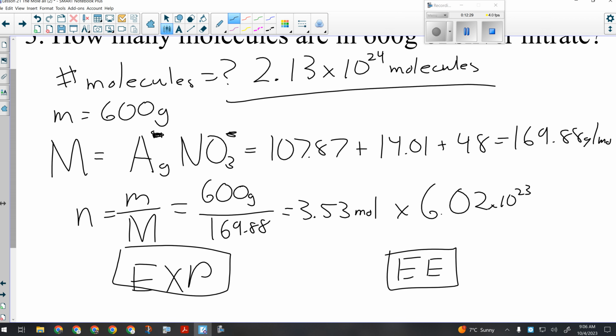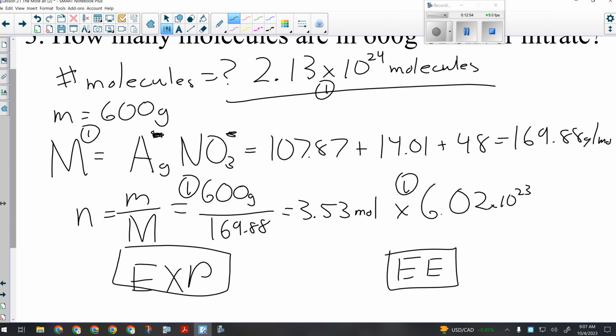So it's got one extra step. A question like this would probably be a 4-mark question. You would get a mark for your givens, a mark for calculating the number of moles, a mark for using Avogadro's number, and a mark for your final answer. So, 4 marks.